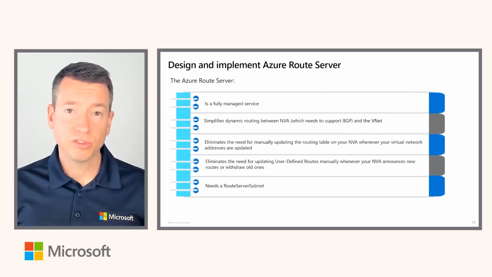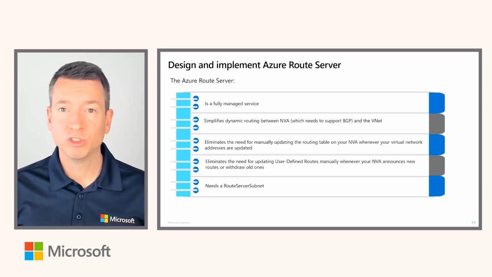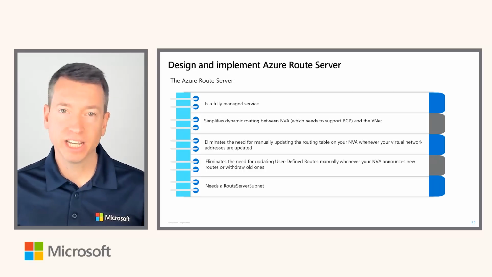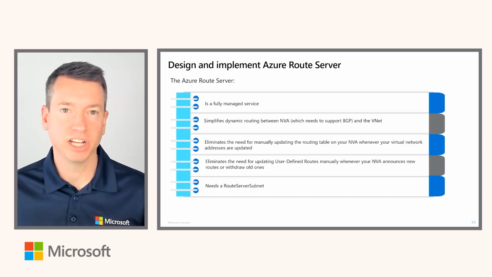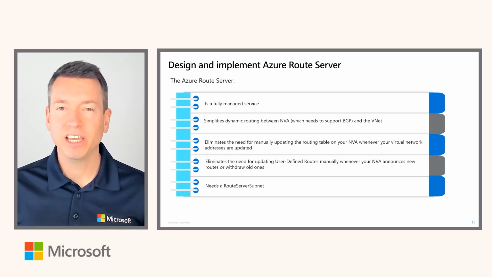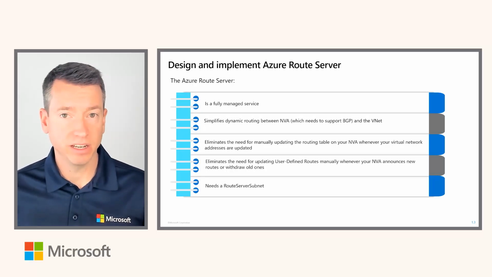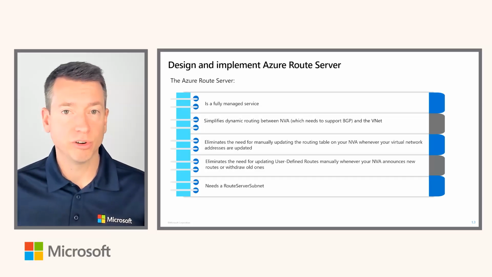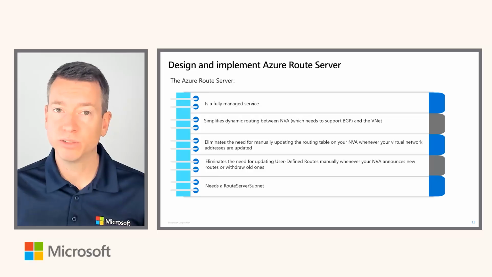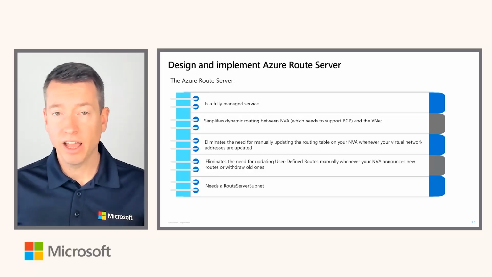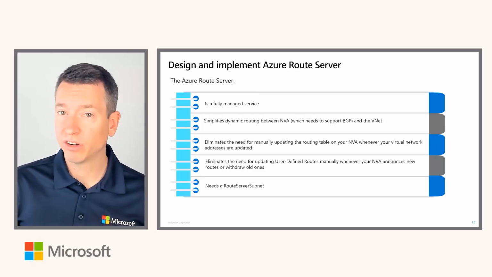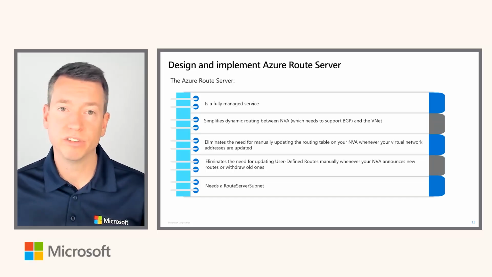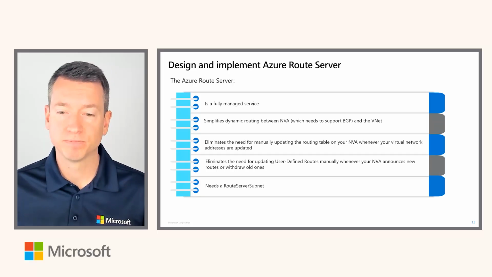You will use Azure Route Server when you need to dynamically exchange routes with SD-WAN devices, offering connectivity to networks outside of Azure. Remember that your NVA needs to support BGP. In this case, you no longer need to manually update the routing table on your NVA whenever your virtual network addresses are updated. And you no longer need to update user-defined routes manually whenever your NVA is going to announce new routes or even withdraw old ones.